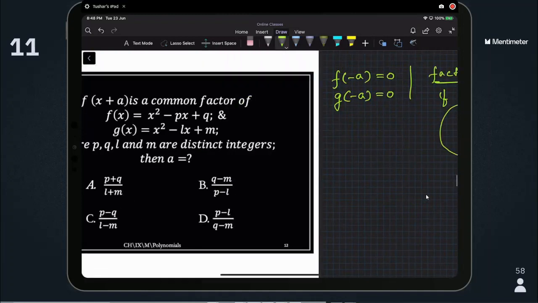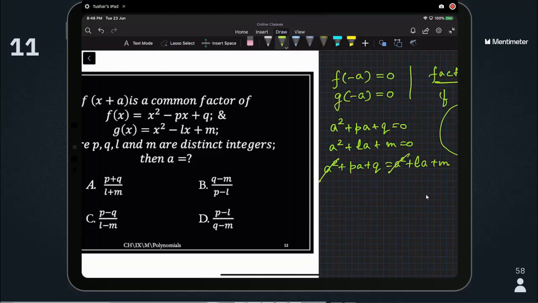So if I put f(minus A), you will get what? A square plus PA plus Q is 0. And similarly, A square plus LA plus M is 0. Yes or no? Both are 0. That means A square plus PA plus Q is equal to A square plus LA plus M. A square and A square go. If you take A common, you'll get P minus L, and you'll get M minus Q. So A is M minus Q upon P minus L.